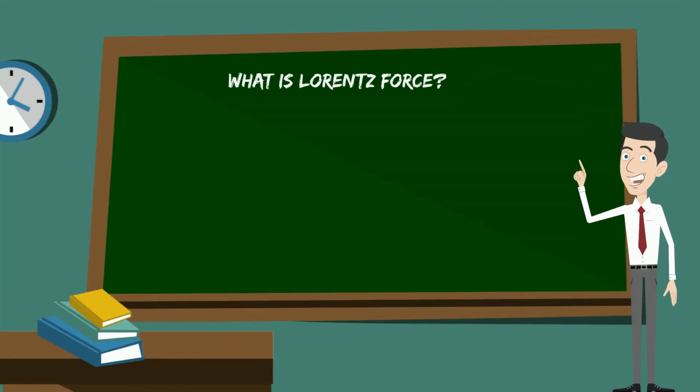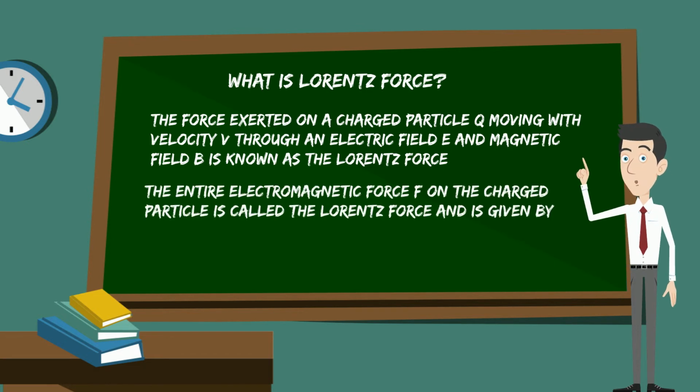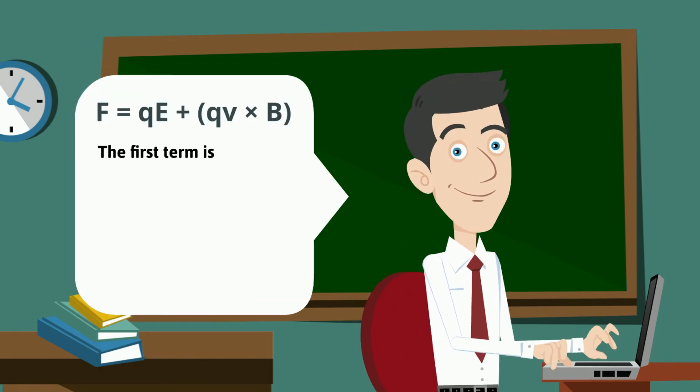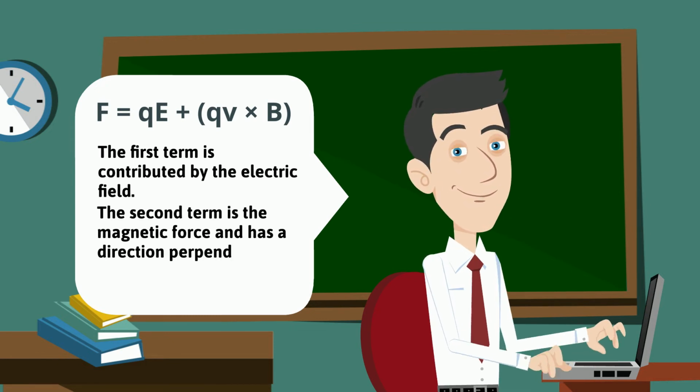Now, let's conclude on what is actually the Lorentz force. By definition, the force exerted on a charged particle, Q, moving with velocity, V, through an electric field, E, and magnetic field, B, is known as the Lorentz force. The entire electromagnetic force, F, on the charged particle, called the Lorentz force, is given by F equals Q E, plus Q V cross B. Here, the first term is contributed by the electric field. The second term is the magnetic force and has a direction perpendicular to both the velocity and the magnetic field.